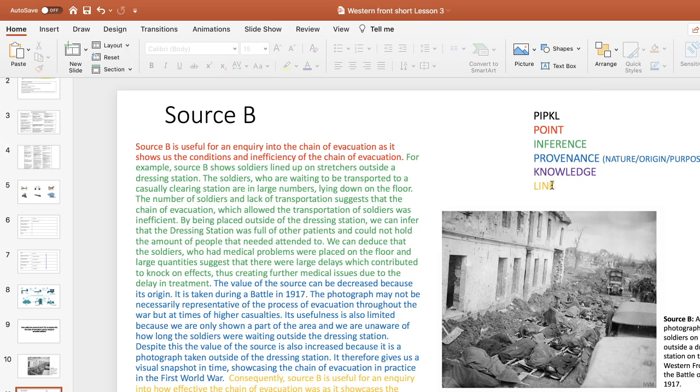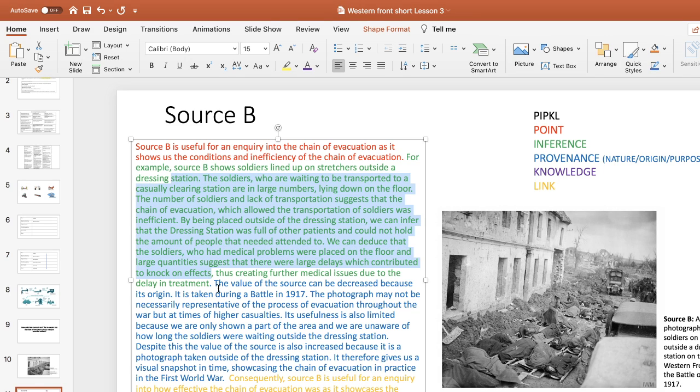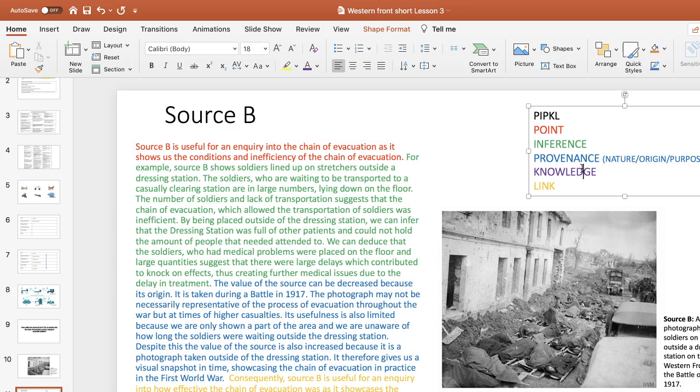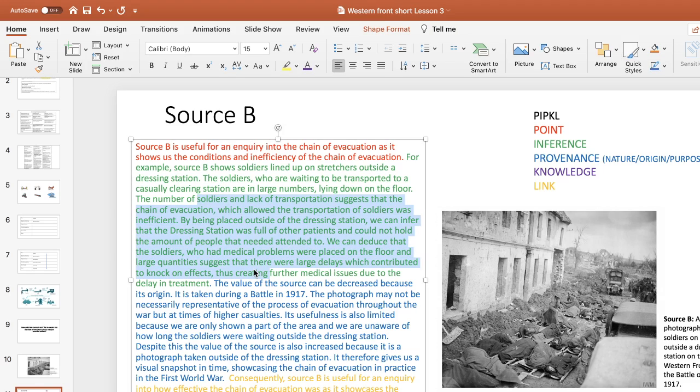Now, what you might have noticed is I've missed out knowledge, and I wanted to show you that actually you can still get top marks by really developing your inferences and your provenance. You do not need the knowledge, so you don't need to panic as long as you are really developing your provenance and your inference skills.